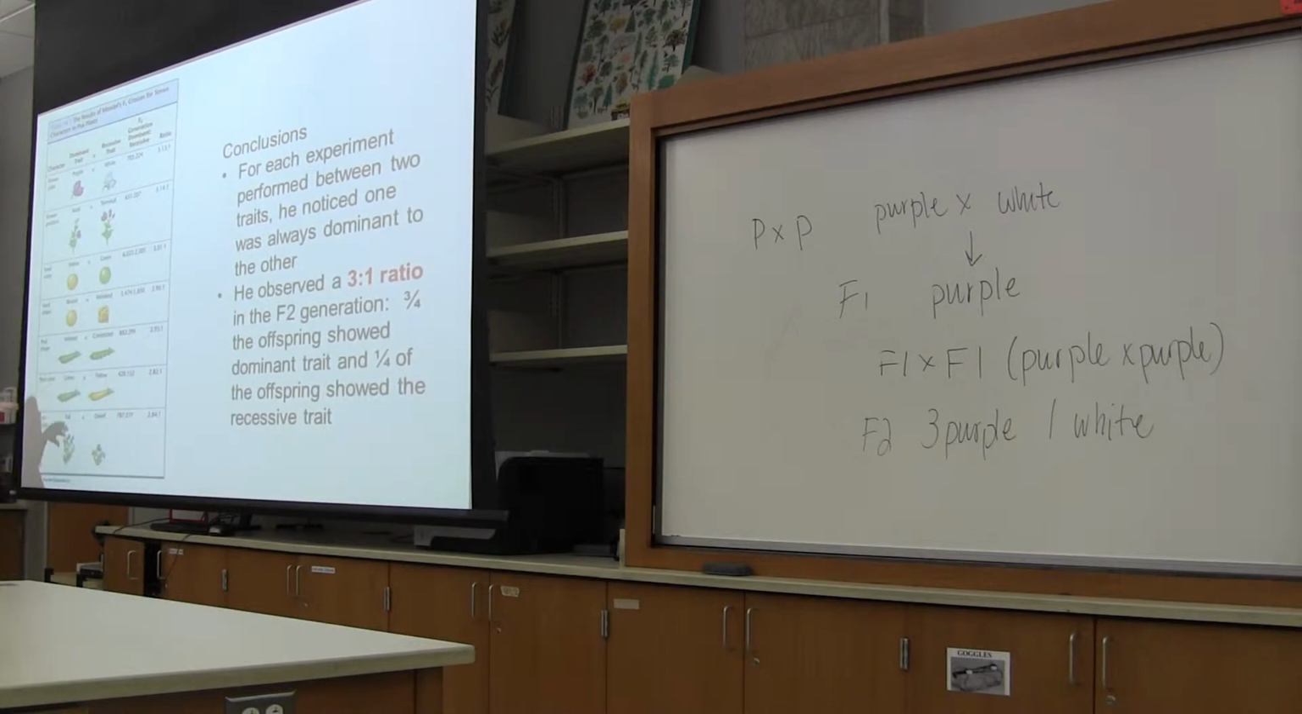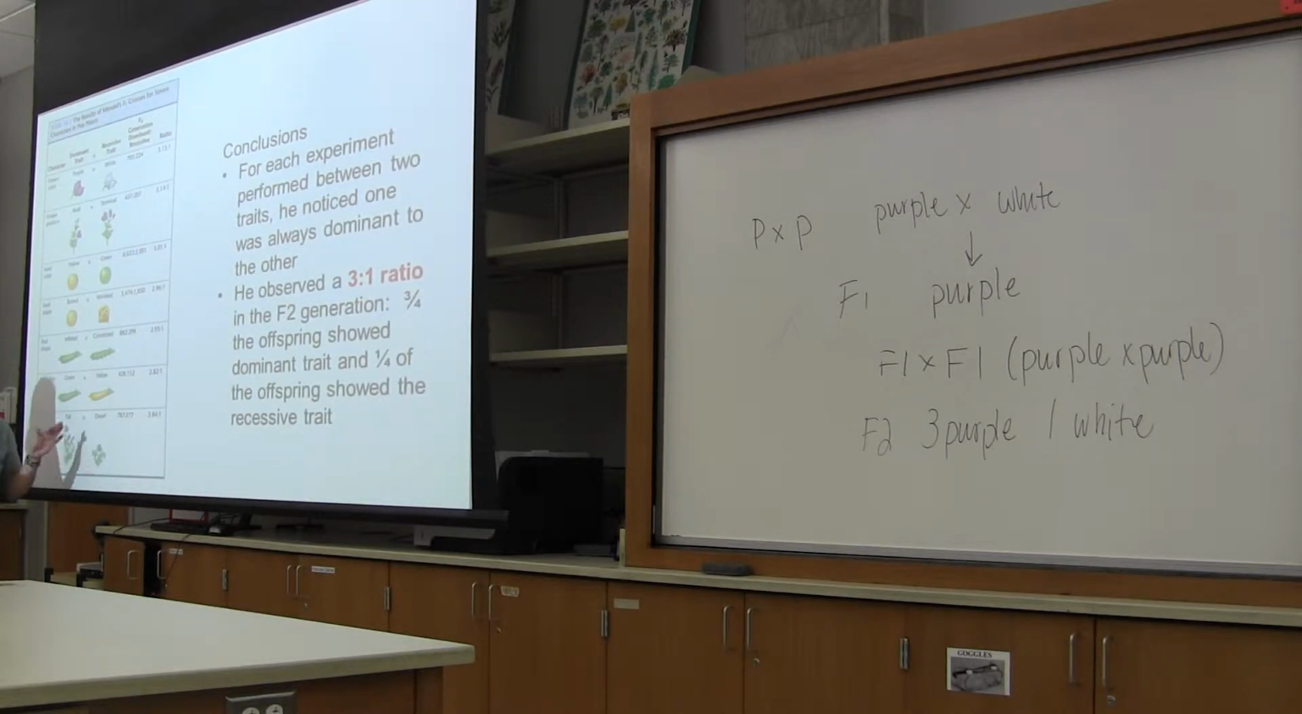He also looked at how the flowers were arranged, whether they were at the top of the stem or whether they were on the side of the stem. He also looked at seed color, yellow and green. Also the seed shape, so some are round, some are wrinkled. So all of these different characteristics he examined doing the same sort of crossing or fertilization.